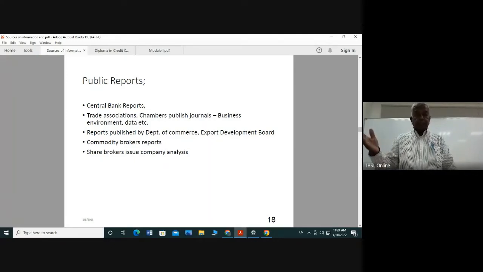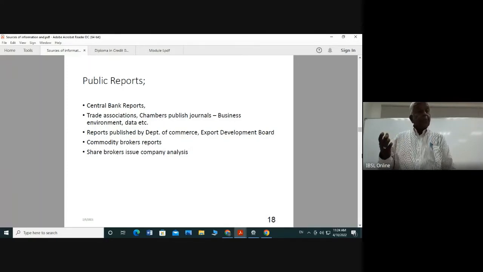Reports are also published by the Department of Commerce, which is also in Navammavatta. They also publish reports. The Export Development Board is also in Navammavatta, and they also publish reports. You can collect various information from the Export Development Board about the type of exports you can promote and what the countries are.